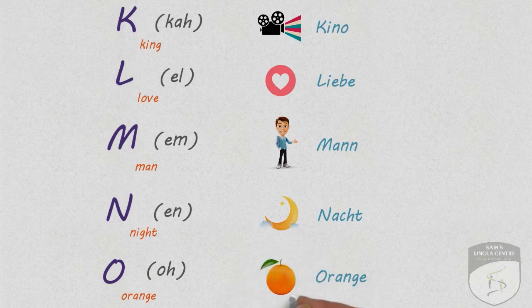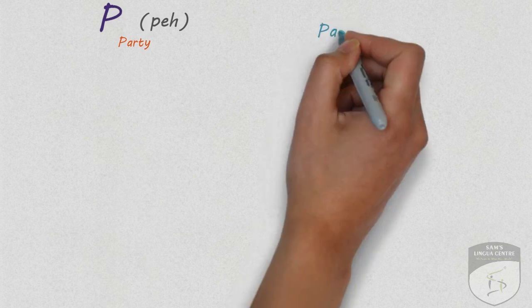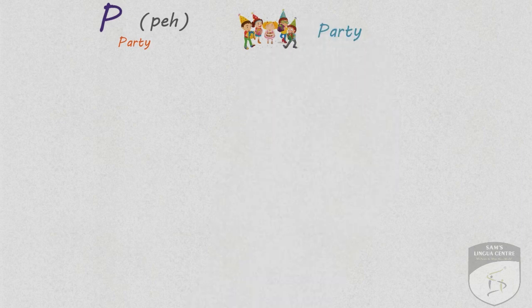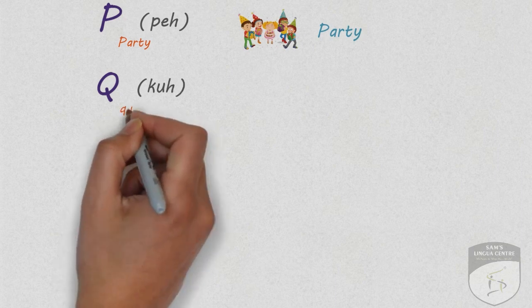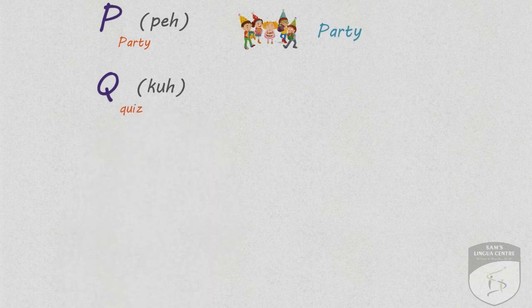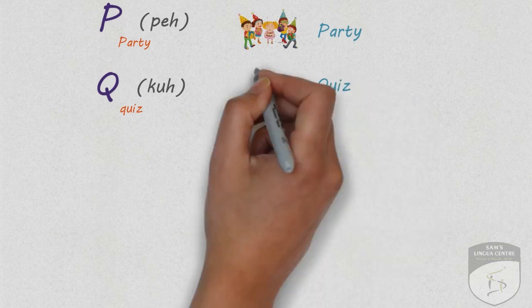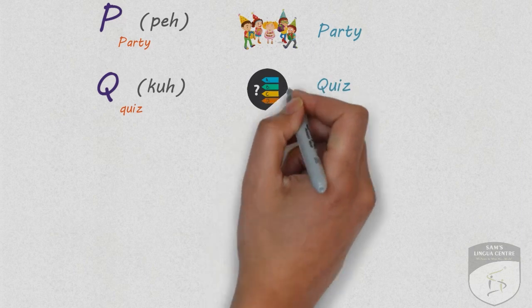Now let's continue with P. P, which is pronounced like the word party. The translation for party in German is Party. Q. Q, which is pronounced like the Q in the word quiz. The translation for the word quiz is similar. In German we say Quiz as well.